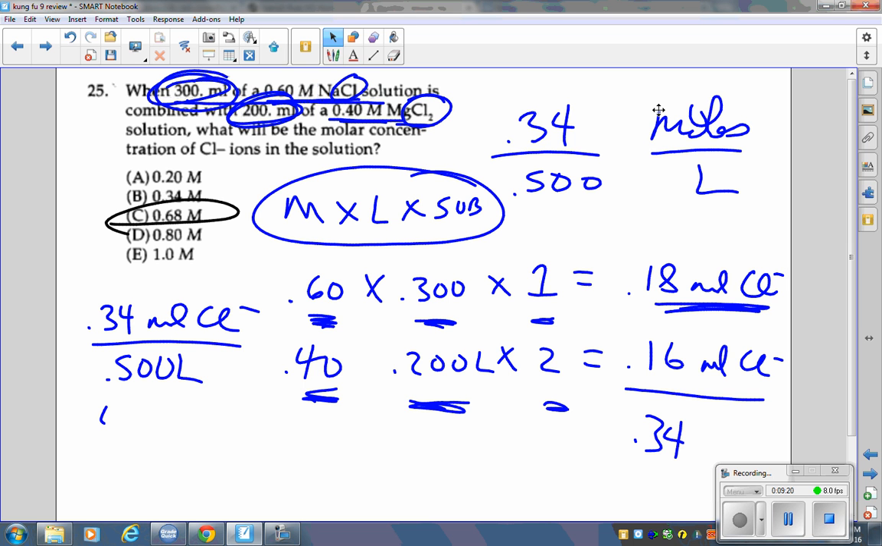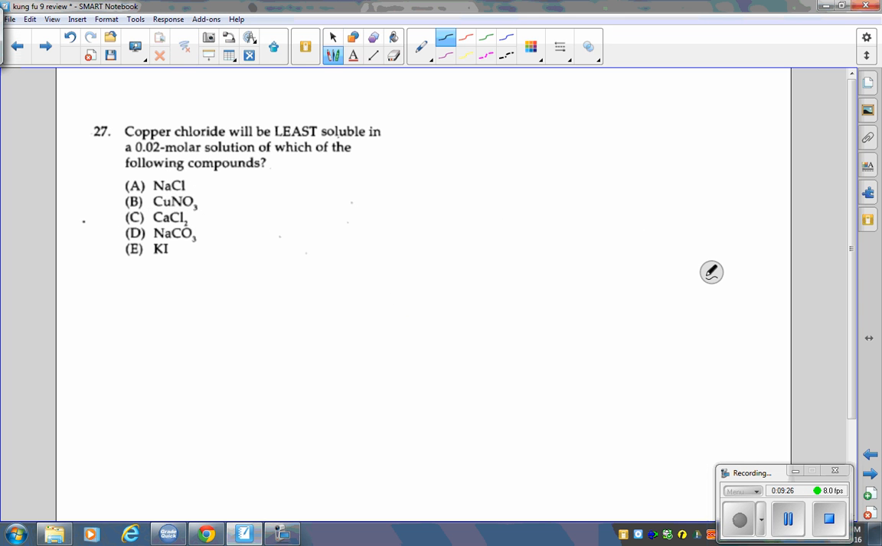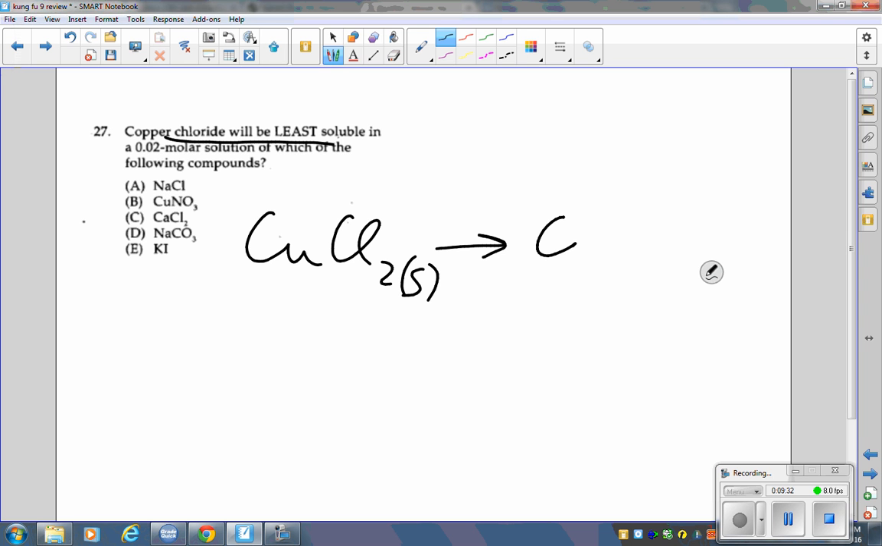So I didn't give you this question. I meant to give it to you, but I messed up. Copper chloride, least soluble. When we talk about solubility, if you take CuCl2, it's going to break into Cu2+ and 2Cl-, right? That's what you're going to get. This is an example of Le Chatelier. The greater the common ion, if you add to this direction here or here, it's going to cause it to shift this direction. So pay attention to the number of ions.